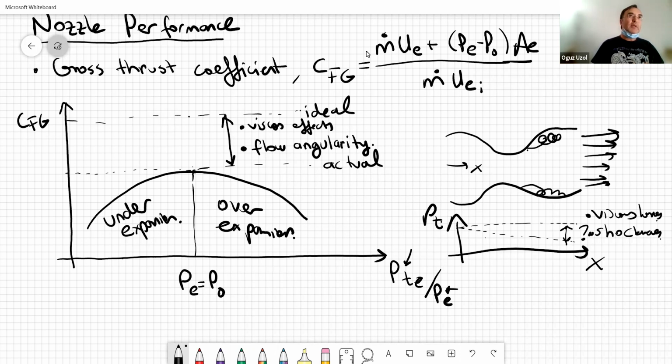But for sustained flight, like the nozzle of a fighter aircraft, we have to do something. We cannot let it be over or under expanded by itself. So we manipulate the area or something like that, trying to match PE equal to P0, so we keep the CFG at its optimum operating condition, maximum CFG, as much as we can all the time.